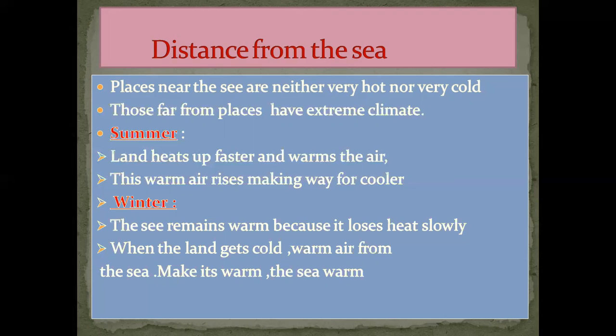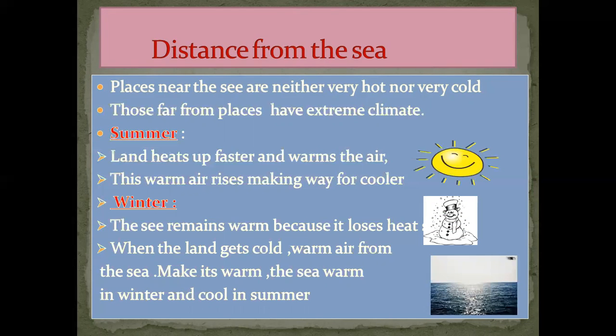When the land gets very cold, the warm air of the sea makes it warm. So what does the sea make? The sea makes the winter warm and the summer cool. The sea makes the winter warm and cool in the summer.